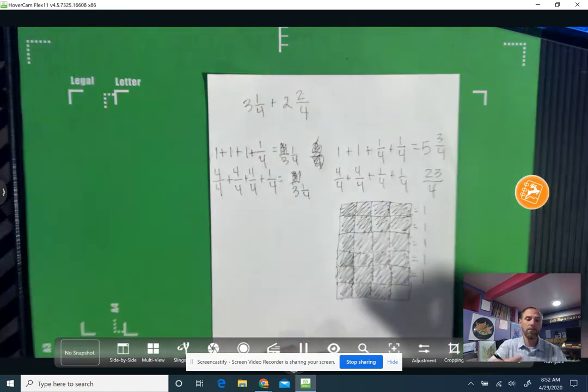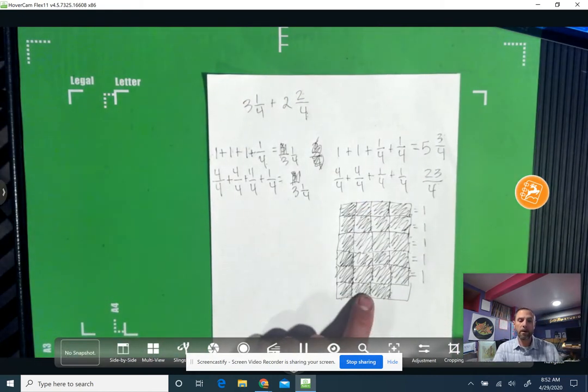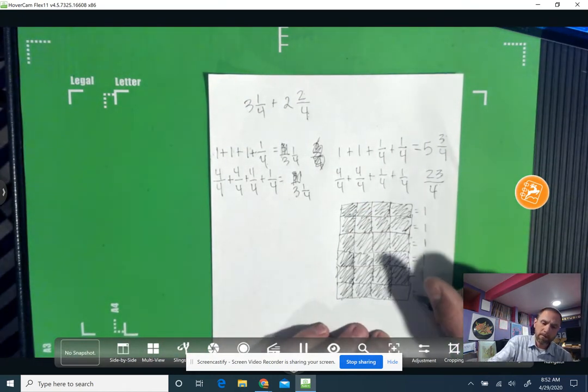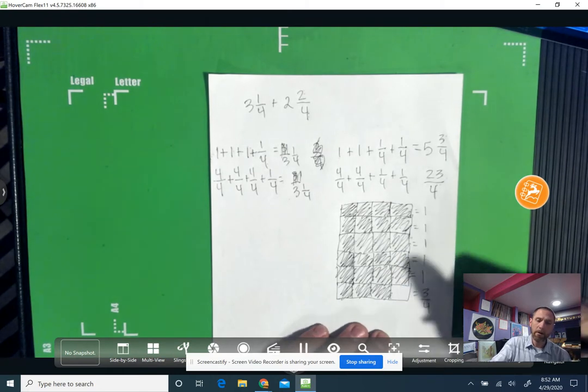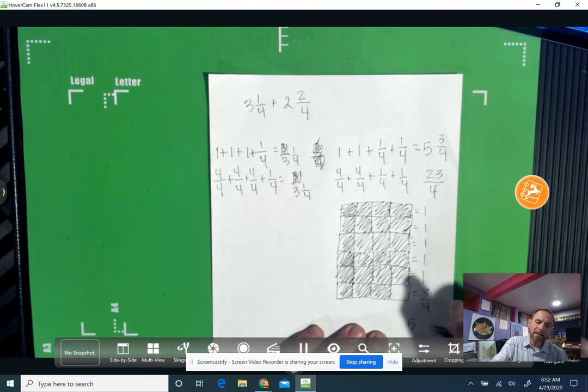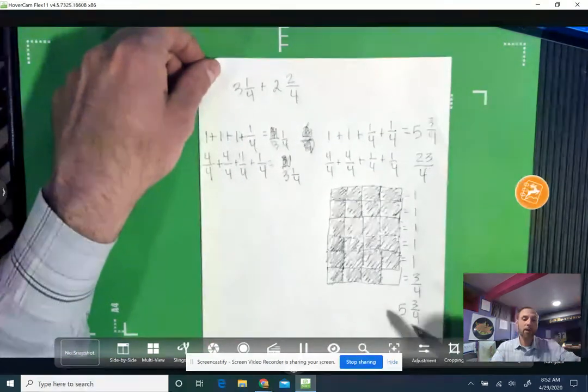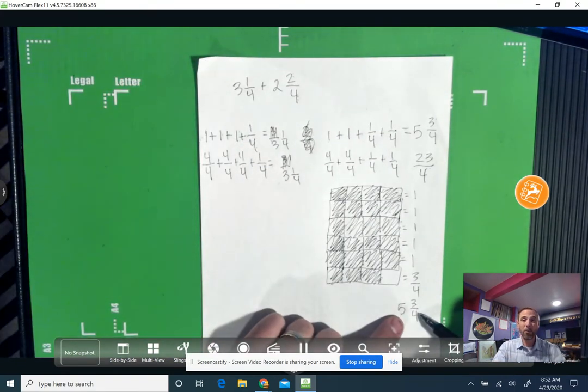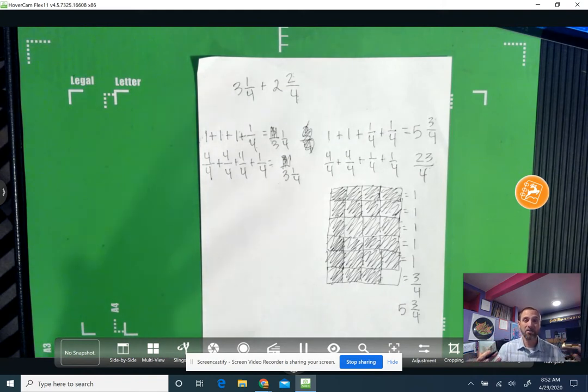That's where the 5 comes from. And then our 1, 2, 3 fourths. We add all those together, we get 5 3/4, which is our mixed number and which is the way that we need to represent all of our answers when we are working with these kinds of problems.